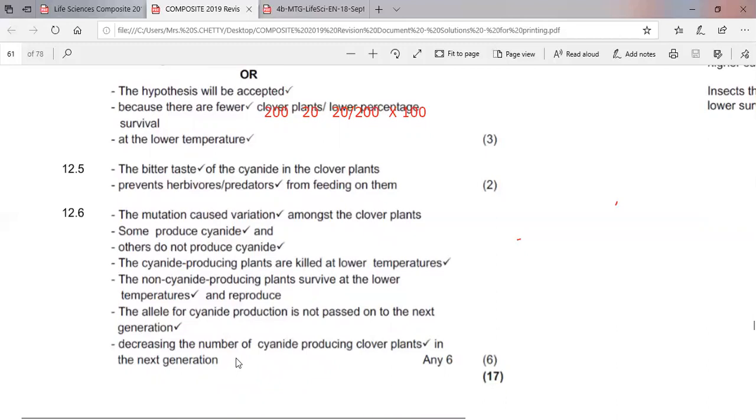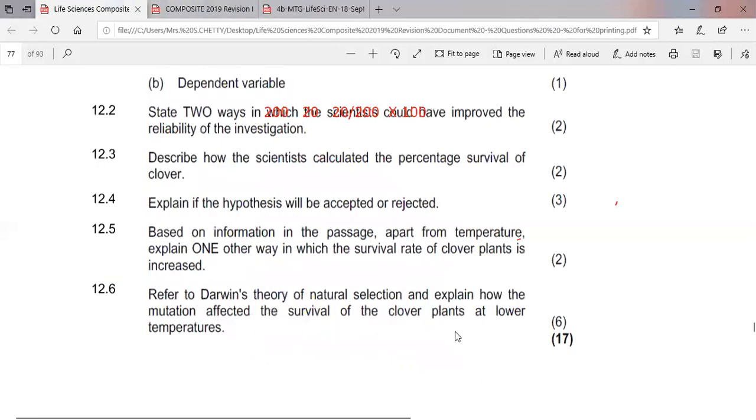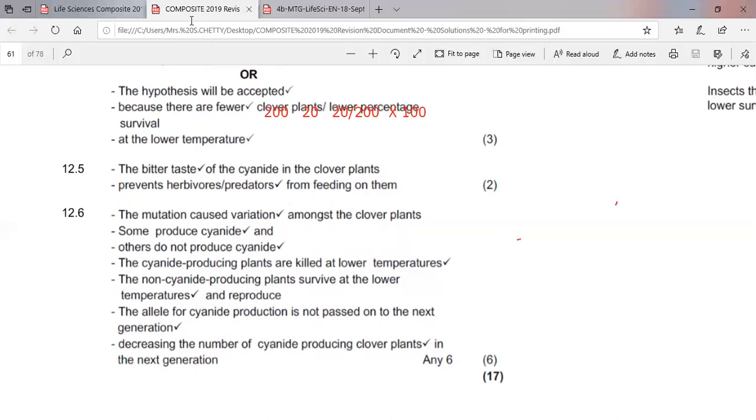That was the answer. I would have had a totally different spin on it. Are you with me? But here they wanted you to know that the non-cyanide producing ones would be the ones that will survive, and the cyanide producing ones were the ones that will die. Did they state at low temperatures? Yes. So because they stated lower temperatures, you had to apply that to Darwin's theory of natural selection, where at lower temperatures, the mutation occurred, causing them to produce cyanide. And those that produce cyanide, my darlings, would die. Those that do not produce cyanide were the ones that survived.